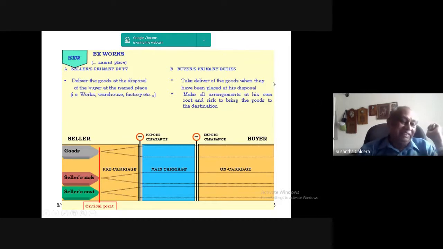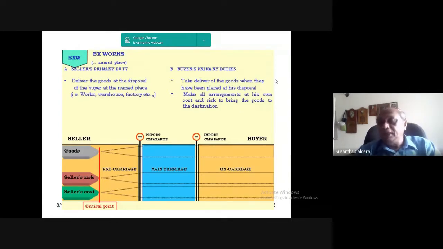Right. Okay. Thank you. So there are 11 Incoterms. We'll start with EXW. Right. First, we'll understand what is EXW. EXW is delivering the goods at the disposal of the buyer at the named place. That named place is either seller's works, warehouse, factory, or stores, whatever.